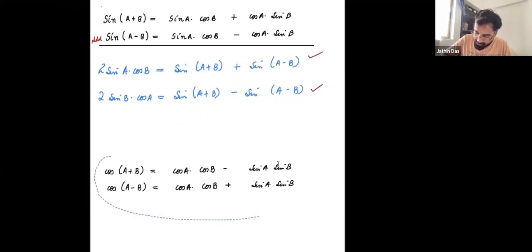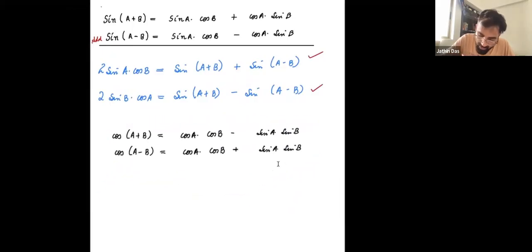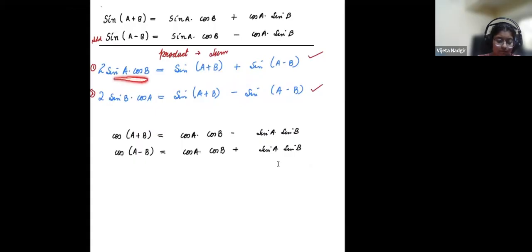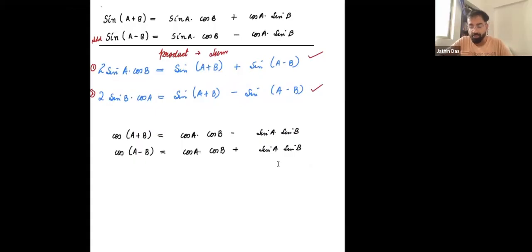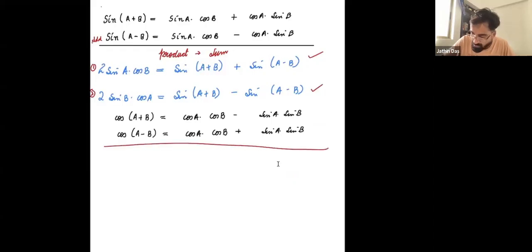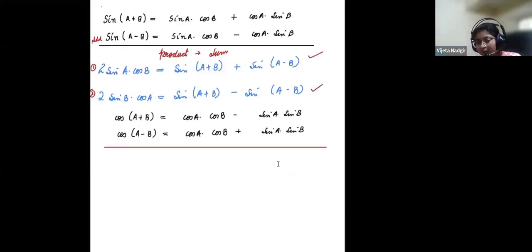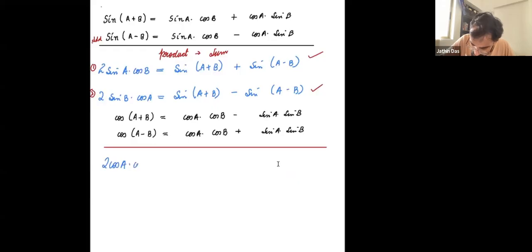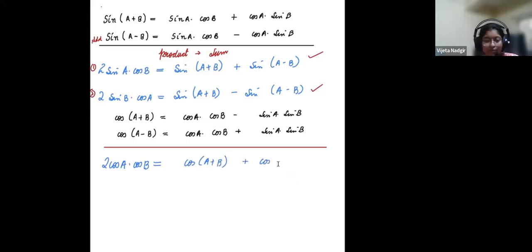Okay. Now, so this is the first. This we call product to sum. Can you see? It is converting product into sum. This is a product and this is a sum. Product to sum. Here you can think, what will happen if you add? The sine terms will cancel. So 2 cos A into cos B. When it's multiplication of cos A and cos B, it is always cos, very easy. Cos A plus B plus cos A minus B.